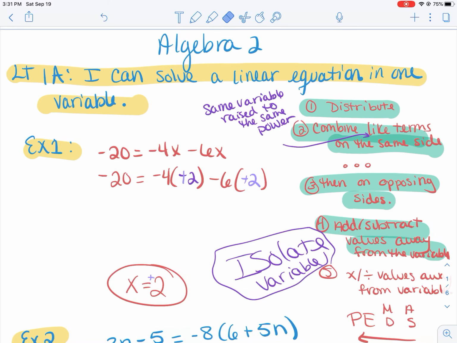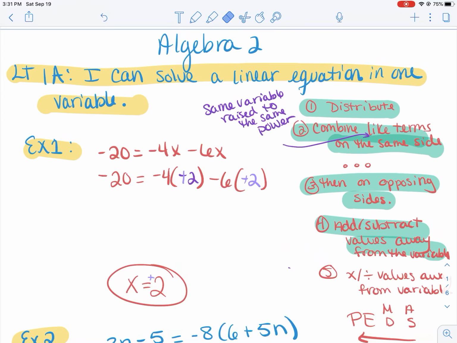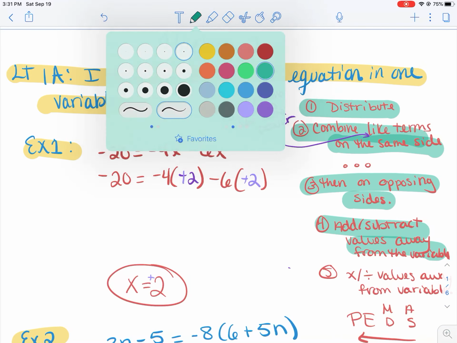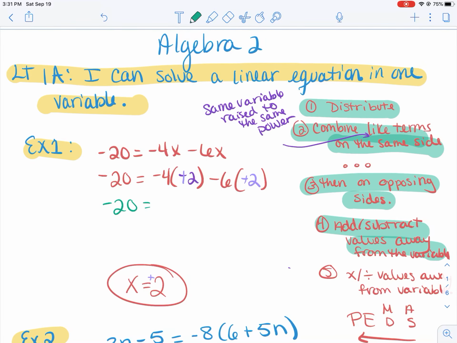Now we just have to use PEMDAS, or order of operations, to simplify, and then we will find out if we have the right answer. Well, again, negative 20 on the left, can't do anything with that. But on the right-hand side, negative 4 times positive 2 is negative 8. Negative 6 times positive 2 is negative 12, right? Negative 8 minus 12 is negative 20. Does negative 20 equal negative 20? Yeah, so we did it correct, all right? So you can always check your answer to these just by substituting, all right?